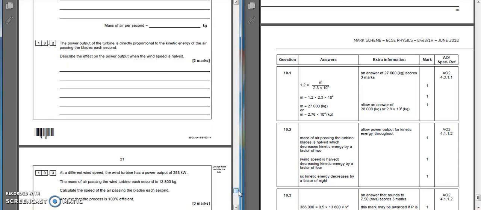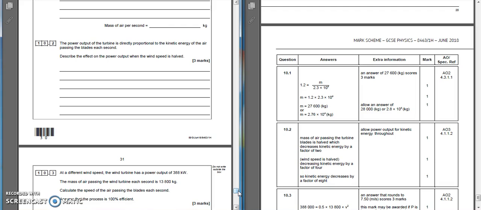For part 2, it says the power output of the turbine is proportional to the kinetic energy in the air passing it. Describe the effect of the power when the wind speed is halved. So remember here that kinetic energy is a half times m times v squared. Okay, so if you halve the wind speed, then you're going to halve the mass. So that's going to decrease by a factor of 2, because if you've got half as much air, then you have half as much energy.